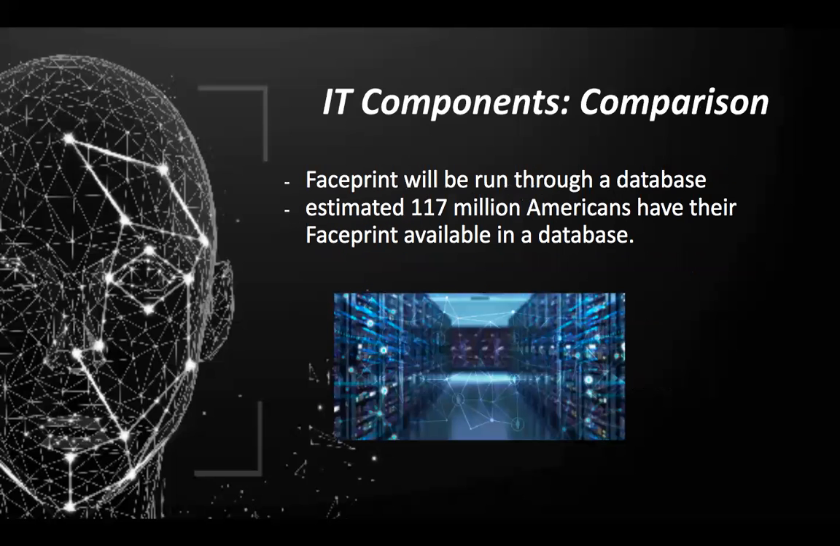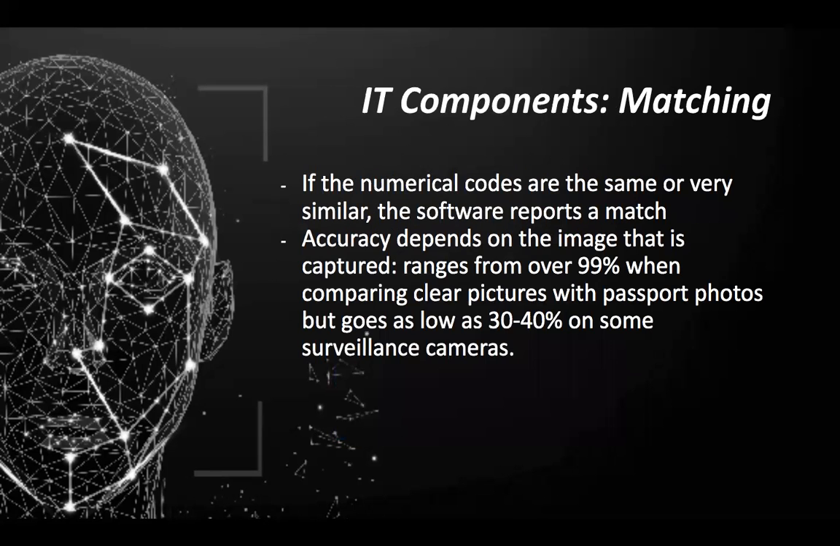Comparison. The next very important IT component is the database. For example, the FBI has a massive database of just 117 million Americans and way more from international people as well. This database is actually growing every day and will be covering most of the Americans soon in the next years. The faceprint will be run through this database. Then the last step is the matching. If the numerical codes are very similar or even the same, the system calls a match.